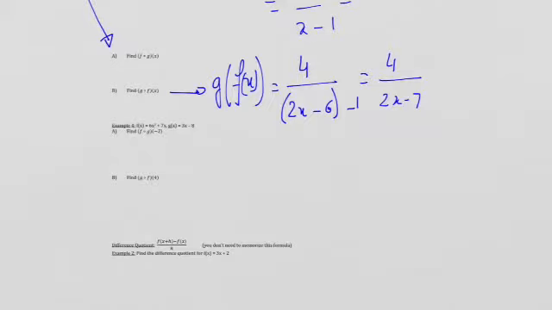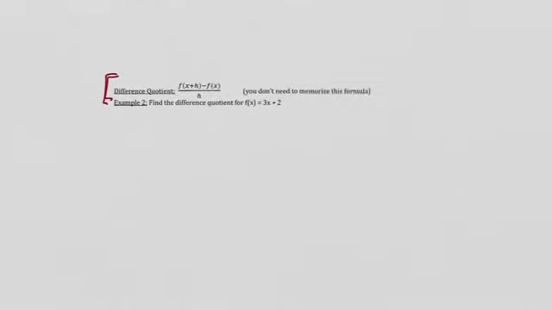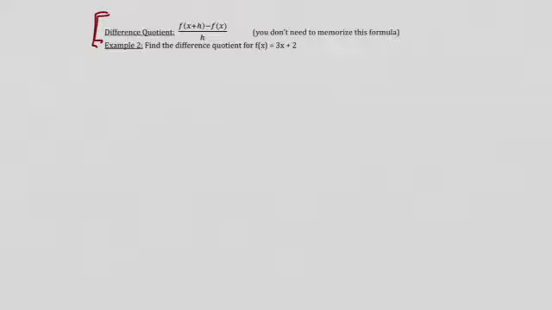Now, let's take a look at the difference quotient. This is, again, a definition that you need. You don't need to memorize this formula, but you need to be able to manipulate the formula to find the difference quotient. So, for that, we are going to work this example number 2. I'm going to calculate f of x plus h first. F of x plus h is 3 times x plus h plus 2.